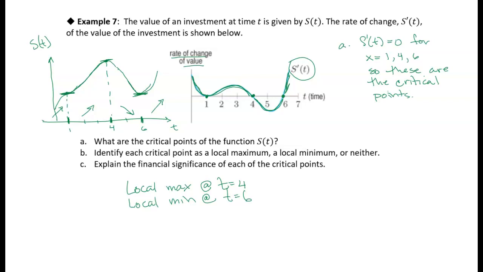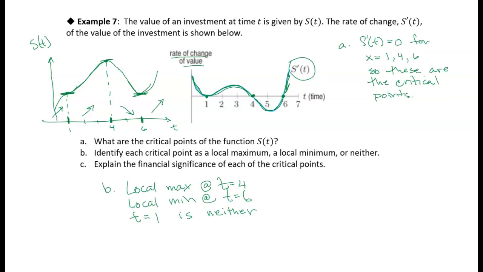And so at t equals 1 is neither a local maximum or minimum. Okay. T equals 1 is neither, because we went from increasing and then we're still increasing. So we're not going to have a max or a min at that point. Okay, so that takes care of, that's actually part B. This is identifying each of the critical points.